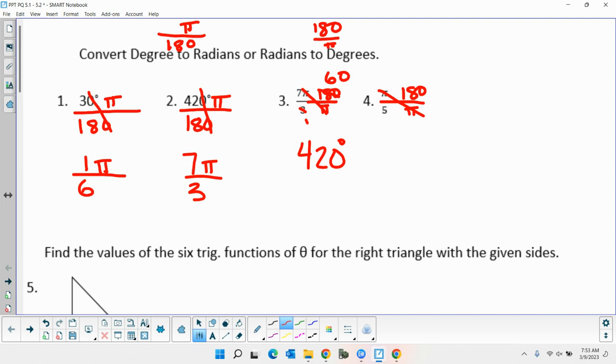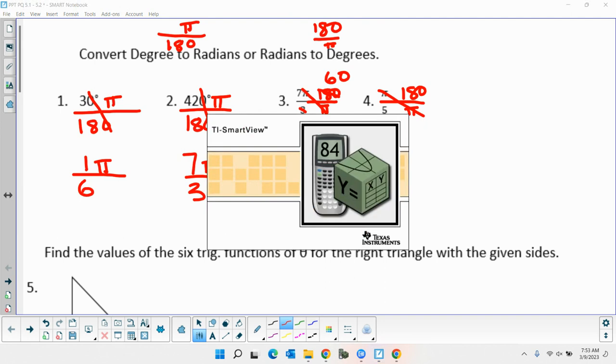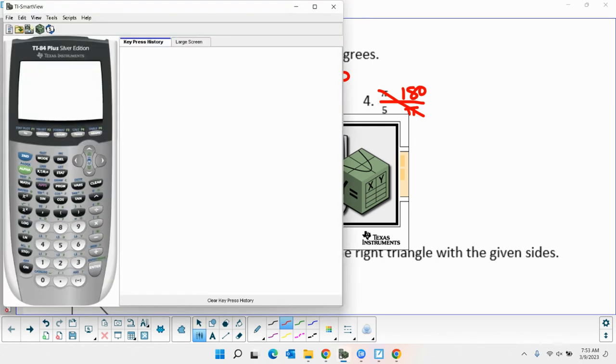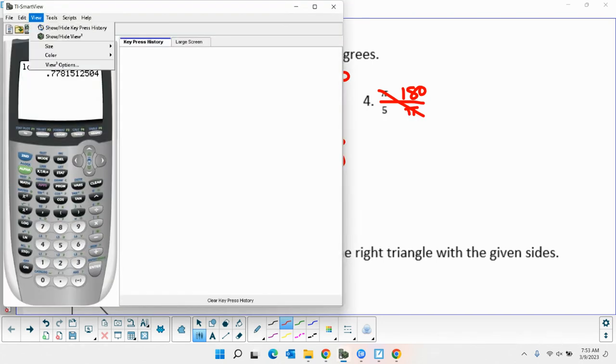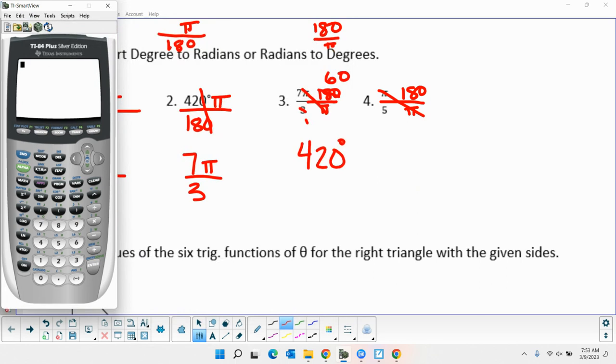And then 180 divided by 5. Again, that one, you can just divide using your calculator. Again, you can use your calculator. So 36 degrees.